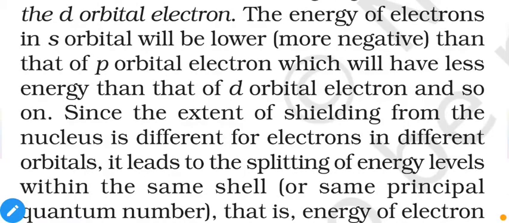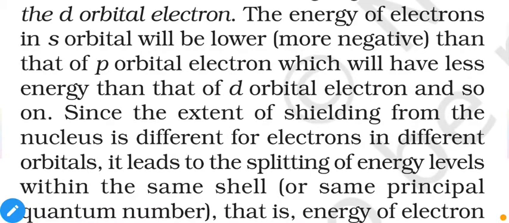And stronger attraction and more bonding means more stability, and weaker attraction and less bonding represents higher energy. So this is the second reason why s orbitals have lower energy than p orbitals, and p have lower energy than d, and d have lower energy than f. First reason was number of electrons. With the increasing number of electrons, repulsion increases.